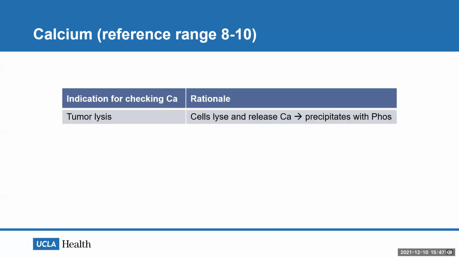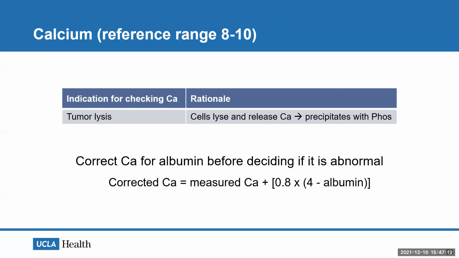So calcium, the indication for checking this most of the time is tumor lysis. You should correct the calcium for the albumin before deciding if it is abnormal. So calcium is positively charged and albumin is negatively charged. So there is some sort of effect there. So before you decide, hey, this is high or low, correct it first.